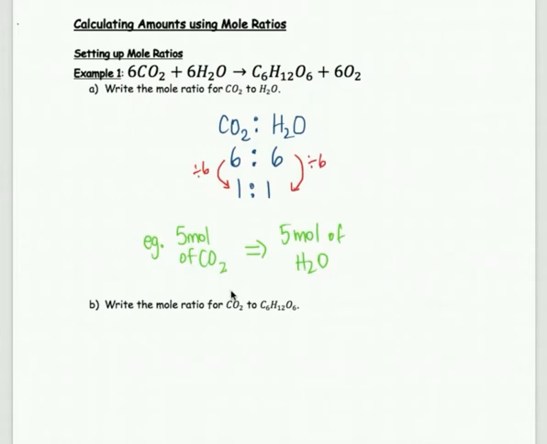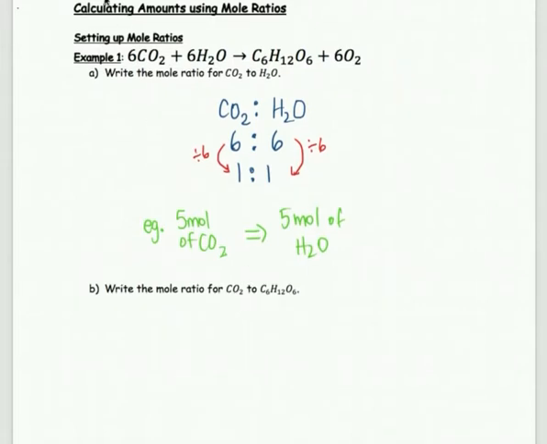Okay, so we'll look at the next one, B. This time I want to analyze the relationship between carbon dioxide and glucose, okay? So let's just set up the ratio and just lay it out so we can analyze it. So we have carbon dioxide to glucose.